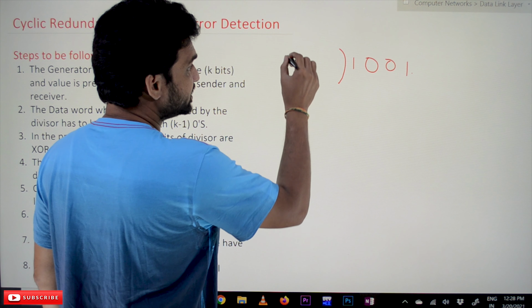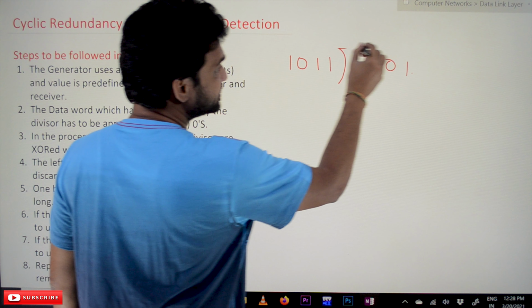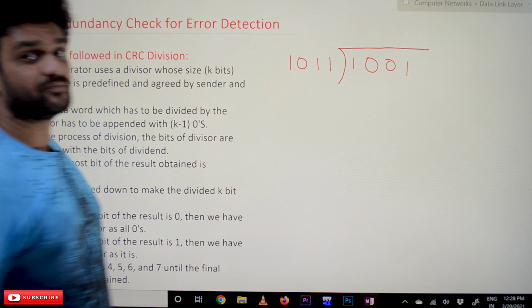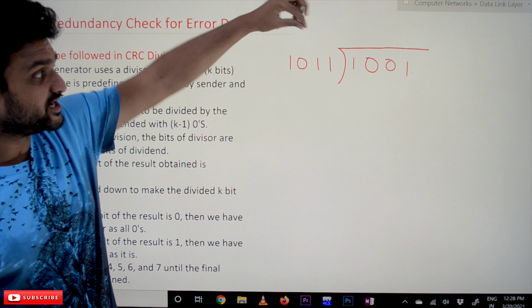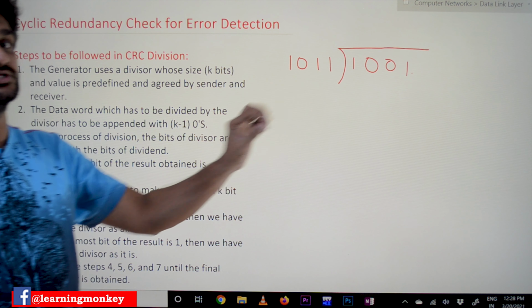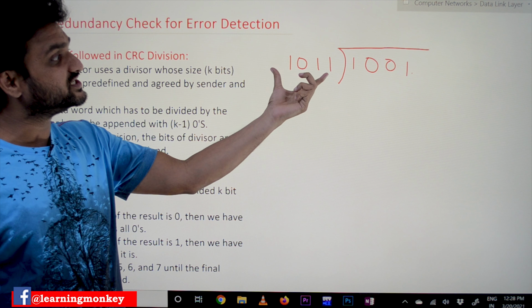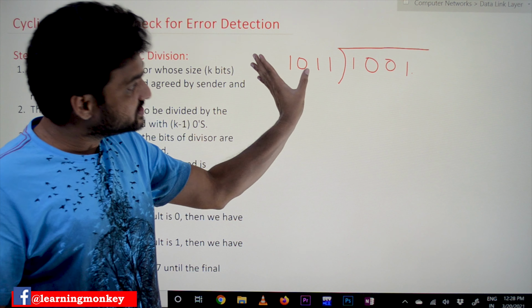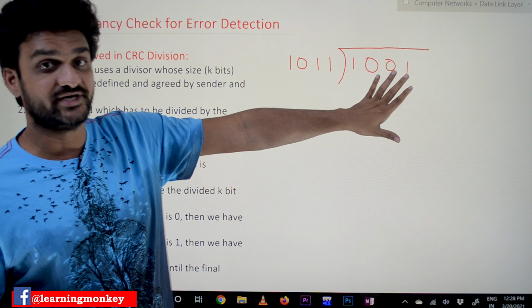So let's assume that our divisor is given. How this divisor is generated is beyond the scope of this course. How these divisors are generated and what divisors are used is itself a separate course called abstract algebra. As of now, let's assume that this is the divisor. Using this divisor, the sender and receiver are going to divide the data words.